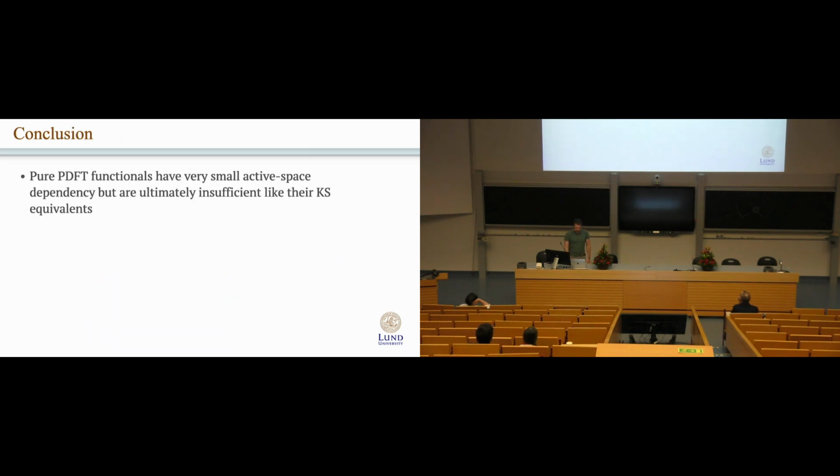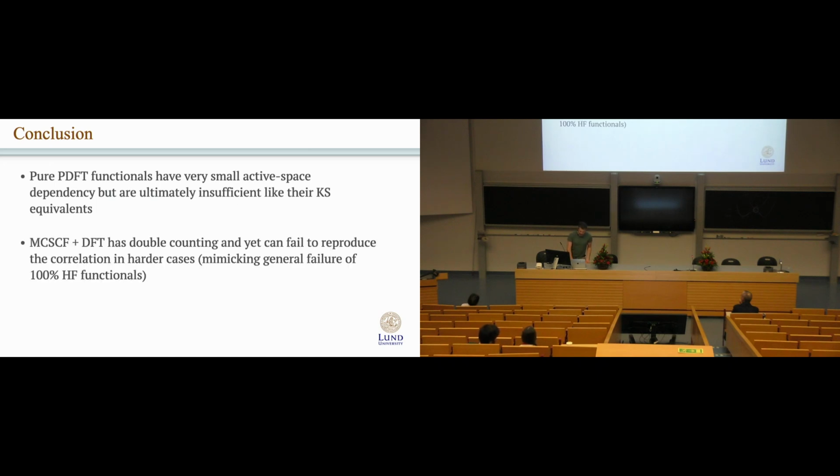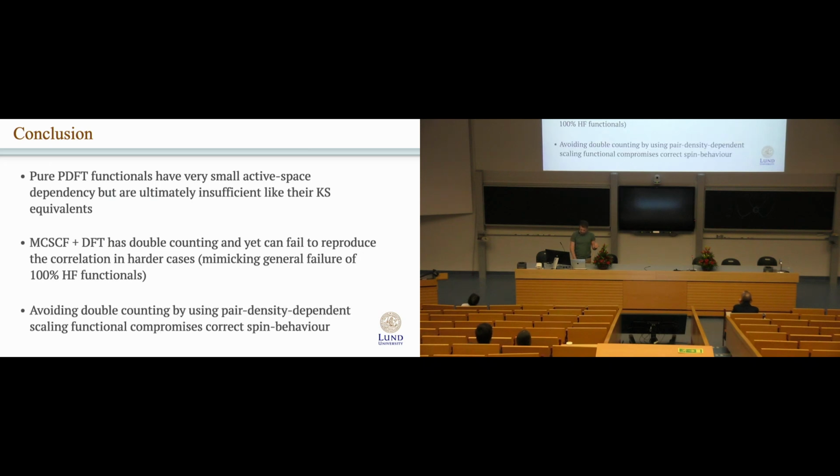Anyway, so quick conclusion. Basically, this PDFT does exactly what you want from it. It extends DFT to multiconfigurational methods. And that means that most of the behavior actually looks very familiar to what you would expect from normal Kohn-Sham. So pure functionals are quite amazing in terms of cost and in terms of active space dependency, but they are ultimately insufficient, exactly like in Kohn-Sham. Adding MCSCF plus DFT, not only are you double counting, but also, exactly like a 100% exact exchange functional, you're not good enough. And avoiding double counting by using this density-dependent behavior is just not working because it destroys the spin behavior.